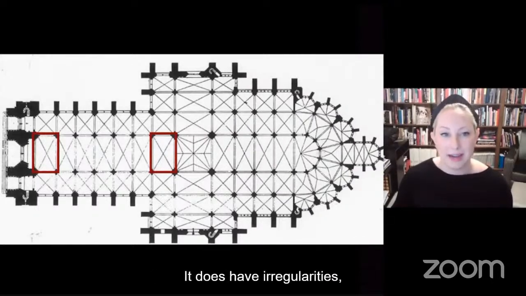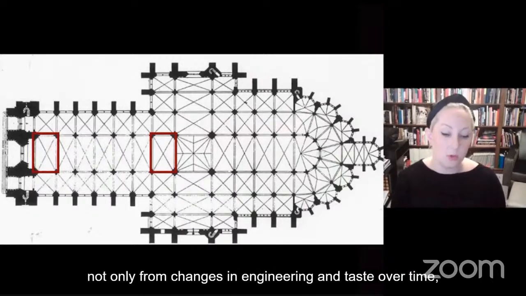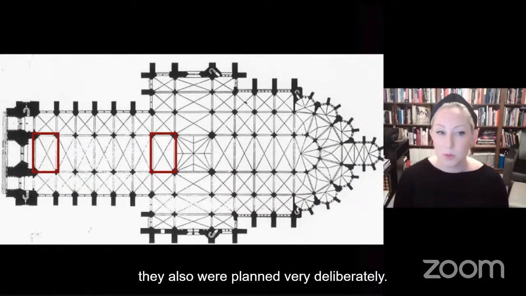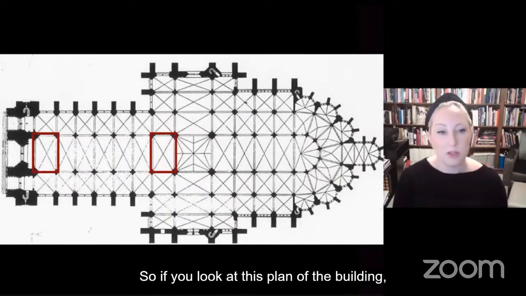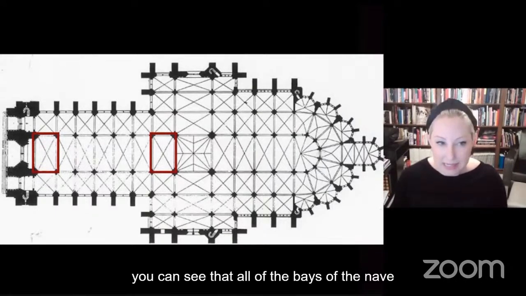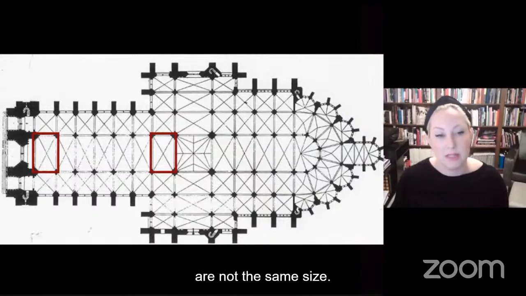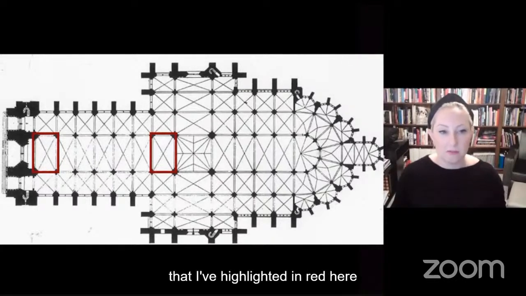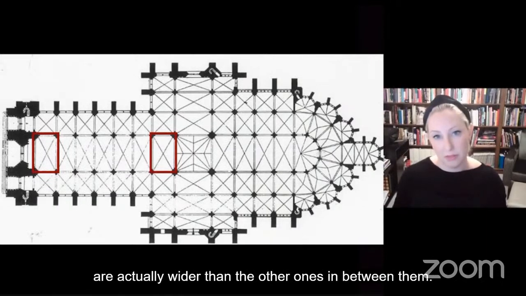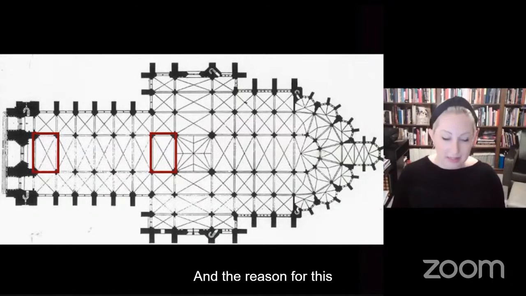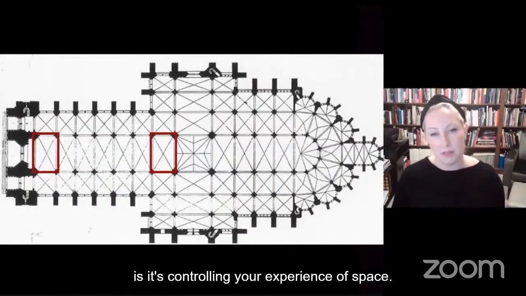It does have irregularities, but these irregularities result not only from changes in engineering and taste over time, they also were planned very deliberately. If you look at this plan of the building, you can see that all of the bays of the nave are not the same size. The two that I've highlighted in red here are actually wider than the other ones in between them. And the reason for this is it's controlling your experience of space.